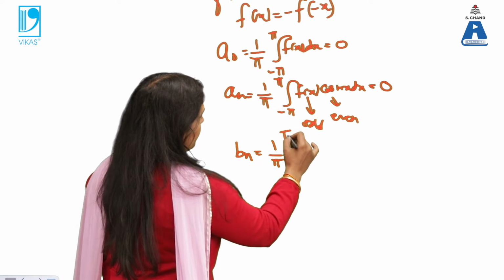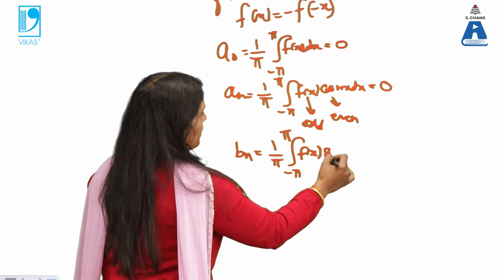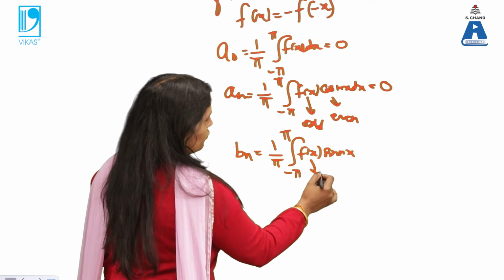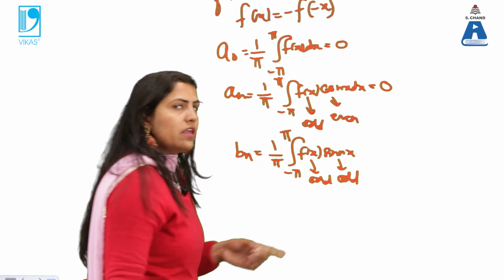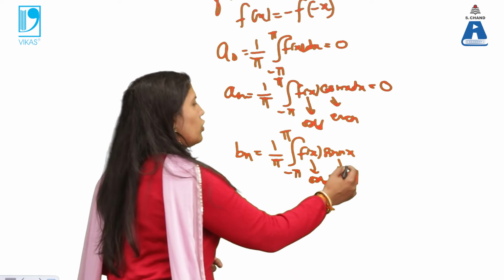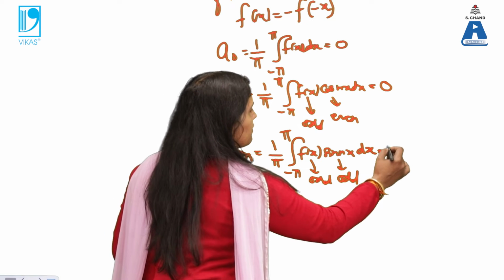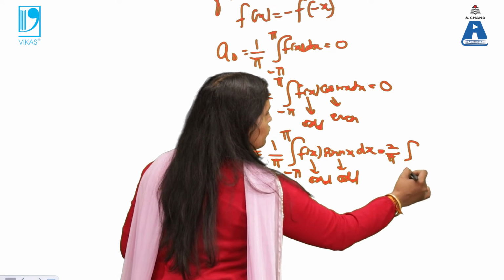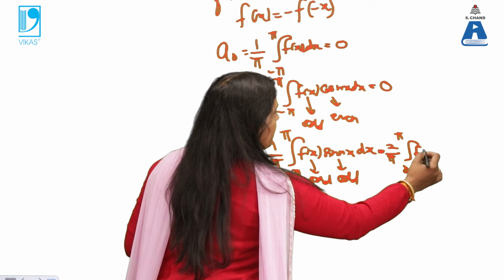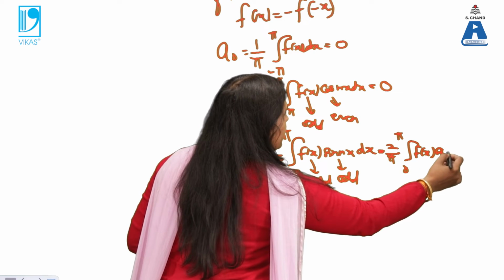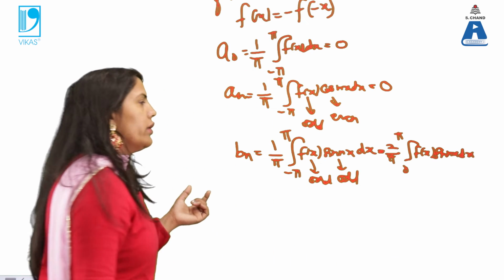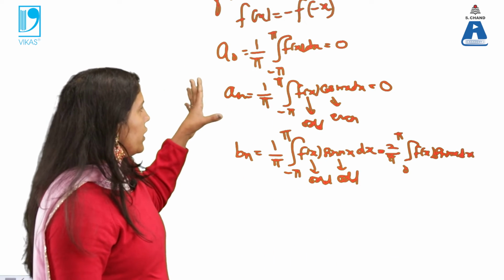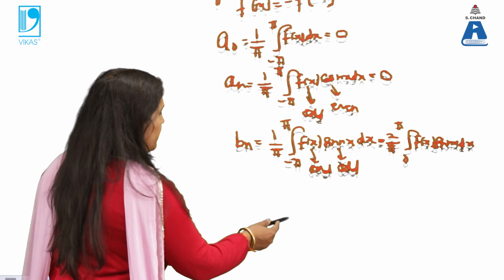Why? That you can see now easily. This is odd function. Sine function is also odd. Cos function is even, sine function is odd. So odd combination becomes even. It means this time this formula will get twice and limits will be from 0 to pi, sin nx dx. So your Euler formula is converted to, I just summed it up.